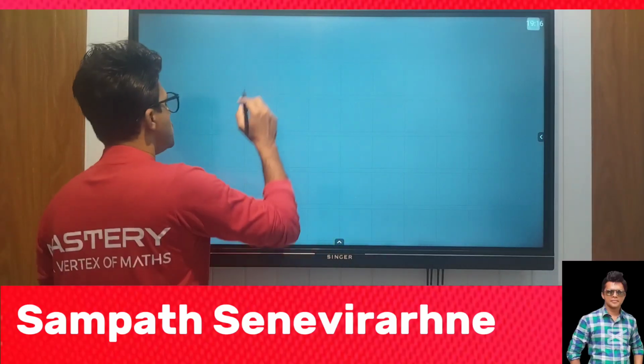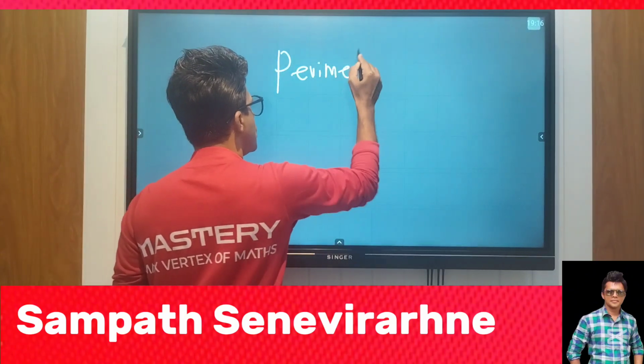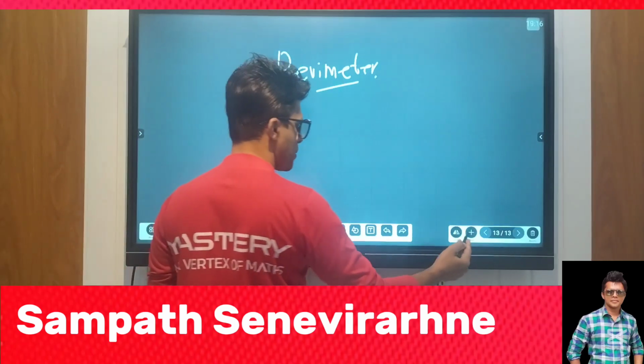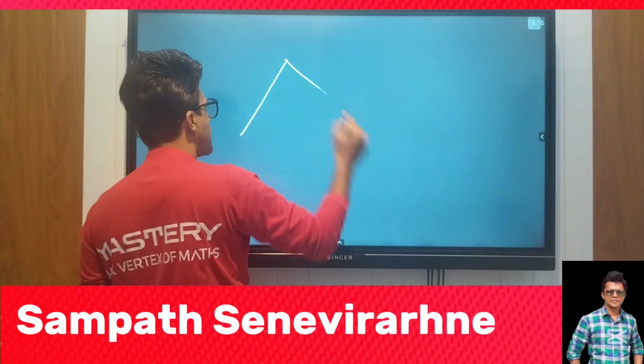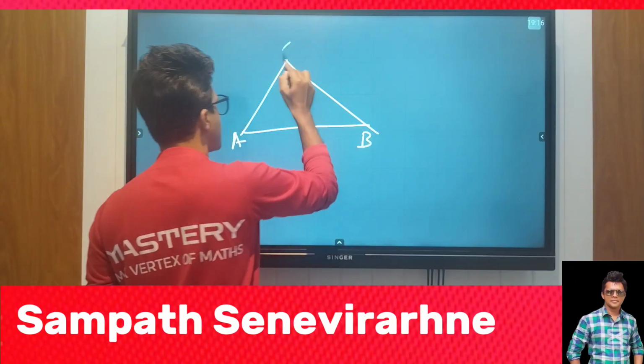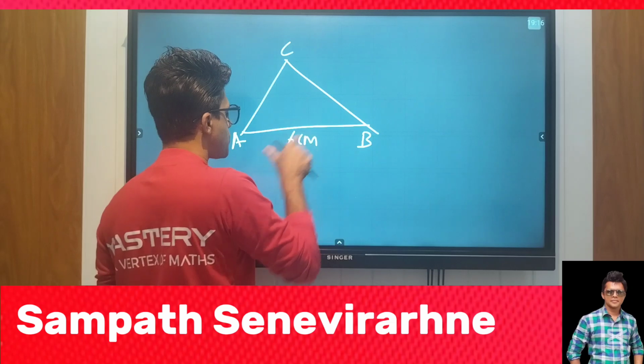So when it comes to perimeter, you learnt about perimeter. So how can you calculate the perimeter of this triangle? I will name this triangle as ABC. How can you calculate the perimeter of this triangle from here to here?